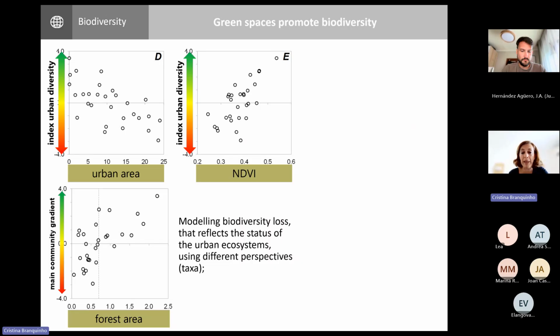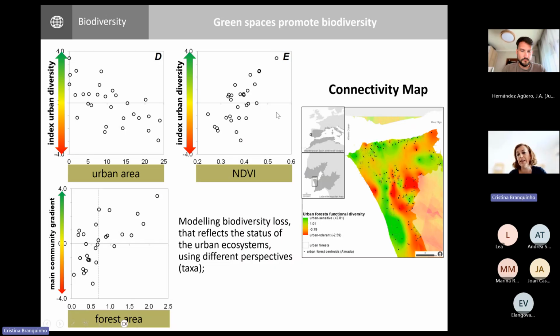So this allows us to project across all the places here on the right and look at the potential of biodiversity by looking at the potential of the forest fragments we had.